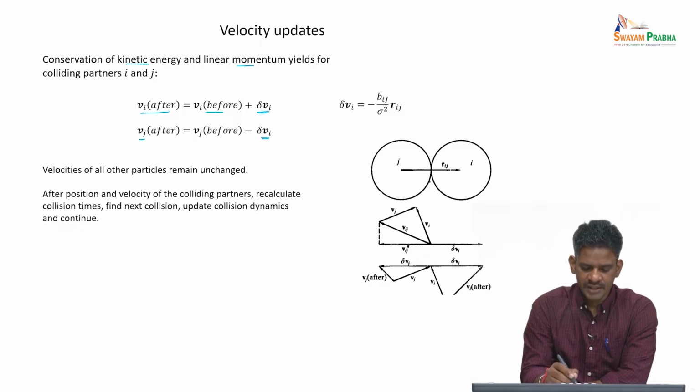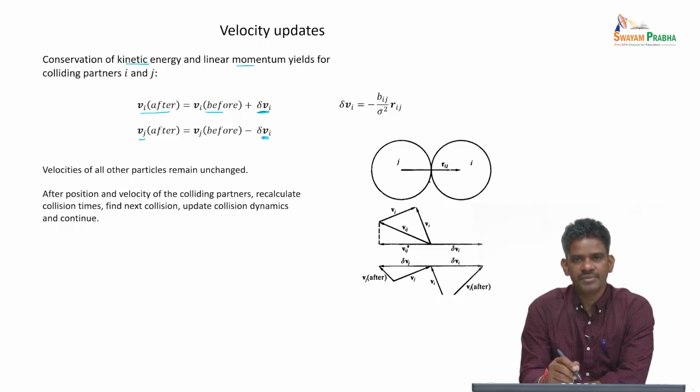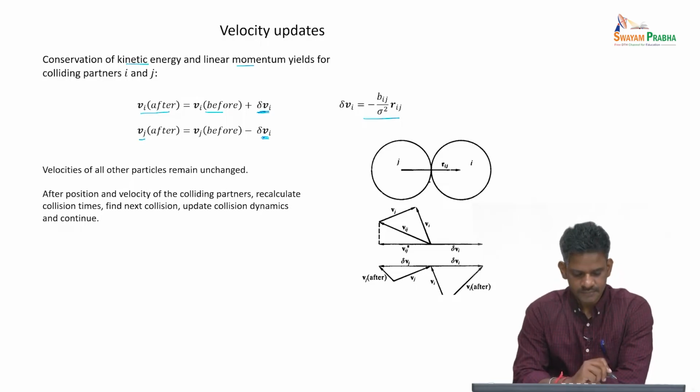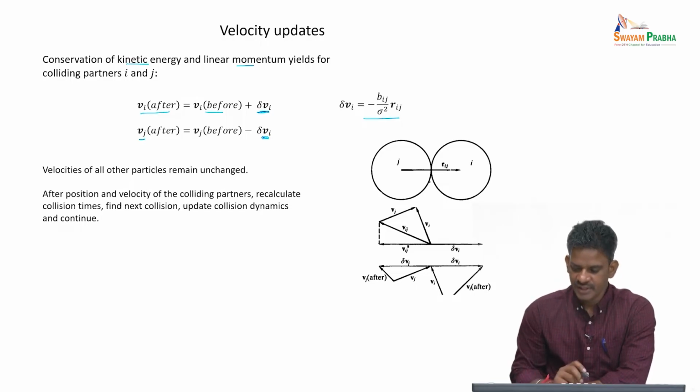This small change here is obtained by ensuring momentum conservation and kinetic energy conservation, and it can be shown that this is given as minus B by sigma square times Rij. And this algorithm is shown in this particular example.